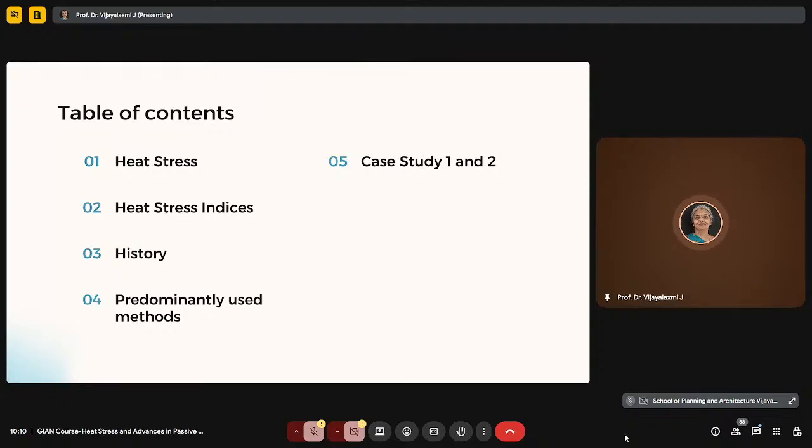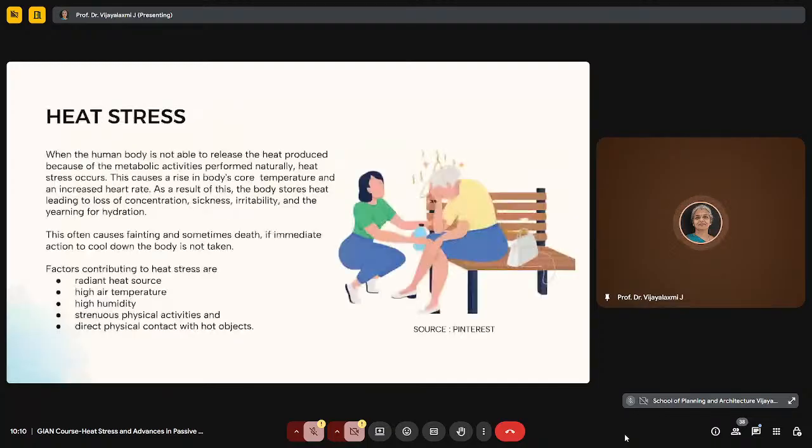When I was studying, we had learned about effective temperature as a very good way, and then we heard about operative temperature, but we don't use those anymore. So, what is the history and what are the predominantly used methods, especially in the current context? And then the two works that I have done to understand heat stress, this is what we will see.